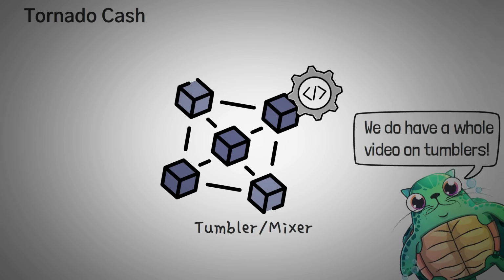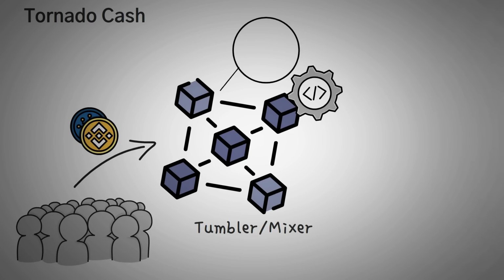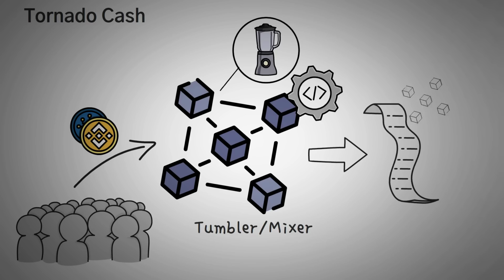We do actually have an entire video on this topic, but to put it simply, Tornado Cash mixes your crypto with a bunch of other people's crypto to be able to anonymize it. In other words, it attempts to erase the transaction history of a token. Now, in reality, you can never erase the transaction history of a token, but you can try to do so by using a simple method. Let me explain this with a fun analogy.